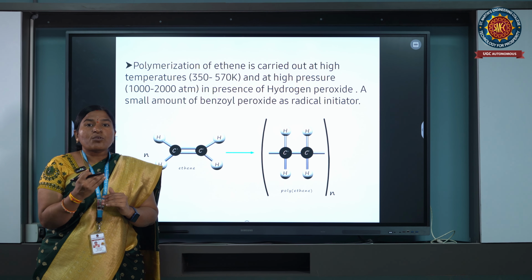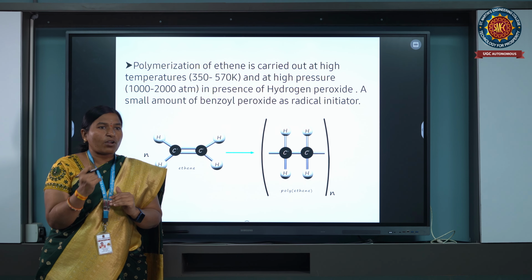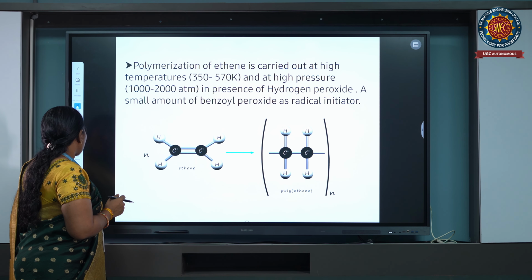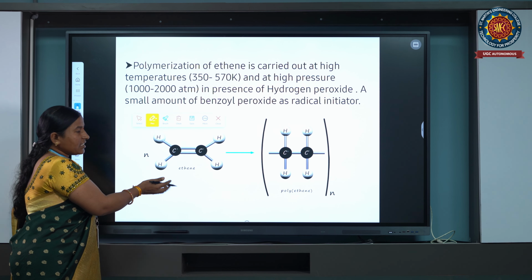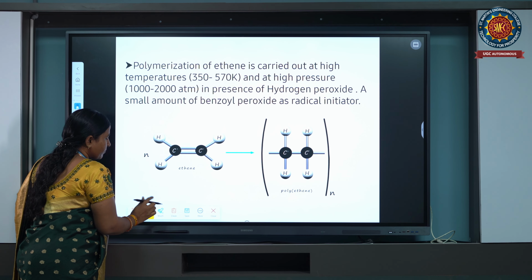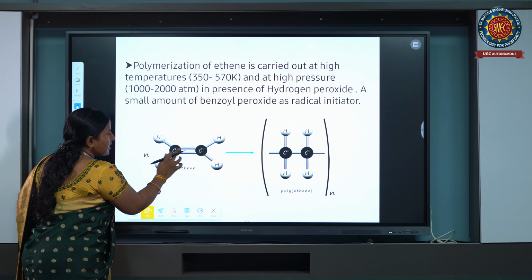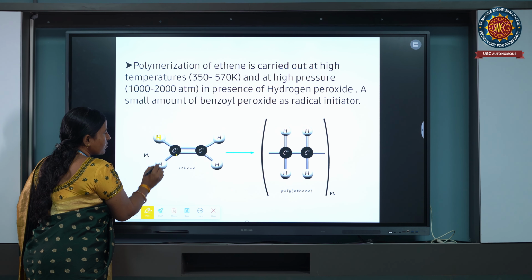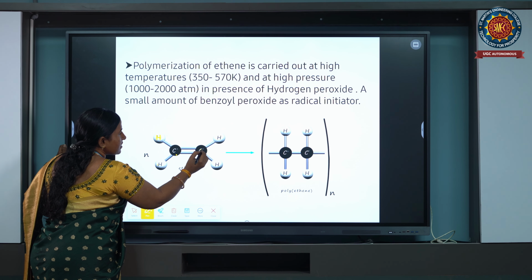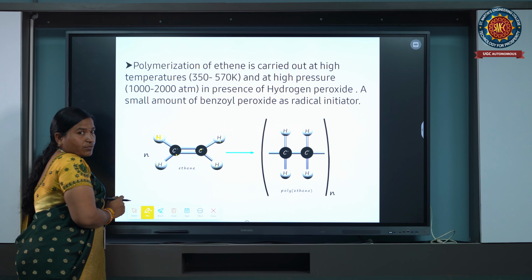Here, how are we going to prepare the polymer? That is the polymerization. One of the reactions is with ethylene. Ethylene is a C double bond C with two hydrogens on this carbon, and this carbon also has two hydrogens.